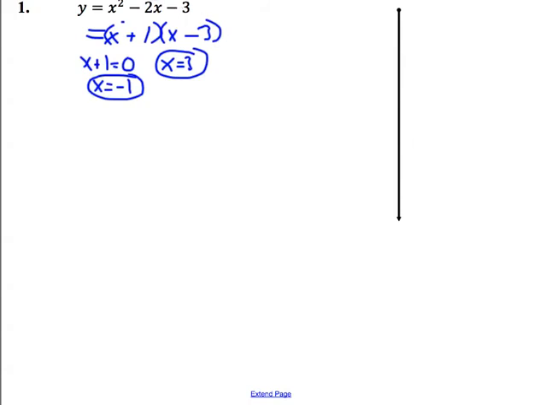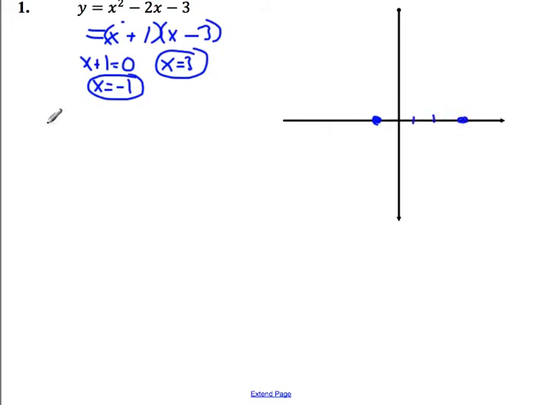Oh, I should do a double line. Let's see, do I have a double line option? I don't know. Well, those should both be double lines, but that's okay. So let's see. Okay, so we can plot those points. Negative 1 is a 0, or an x-intercept, and 1, 2, 3 is an x-intercept.